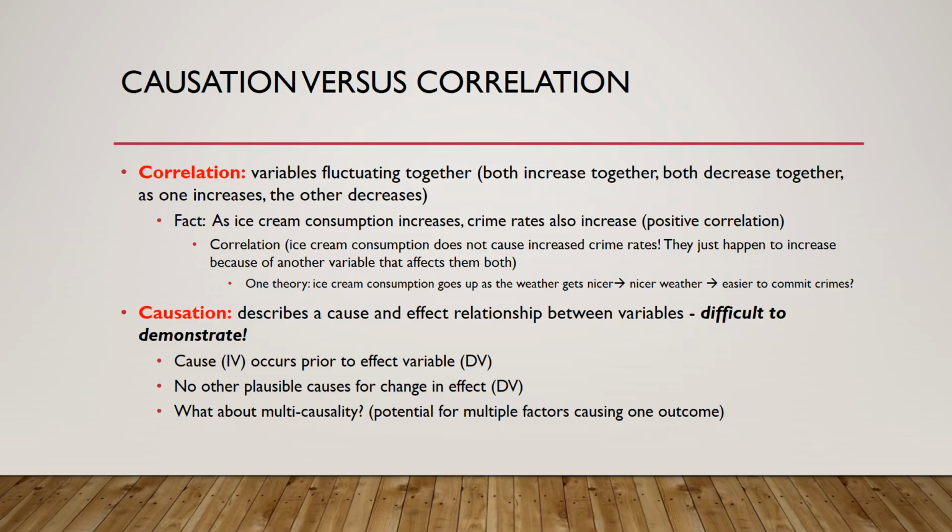But in order to demonstrate causation, we need to show that the IV, the independent variable, happened before the DV. In order to cause it, something has to happen before the effect happens. And also that nothing else feasibly caused that change in the dependent variable. So this is where you need really nicely designed studies that don't have a lot of interference and other noise, in a sense, that could have caused a change in that dependent variable. Now there's the issue of multi-causality as well, where maybe multiple things are interacting to cause an outcome.